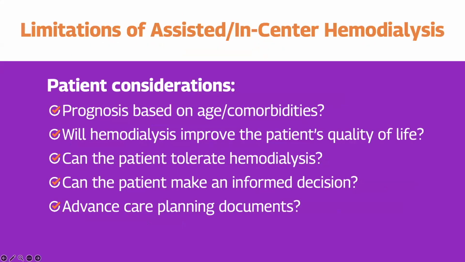Whether or not a patient will have hemodialysis depends on the decision of the patient's family and the interdisciplinary team, predominantly the nephrologist. Some things to consider include the patient's age, comorbidities, and whether hemodialysis will improve the patient's quality of life. It is also important to determine if the patient can tolerate hemodialysis, whether the patient can make an informed choice, and whether the patient has any advanced care planning documents.